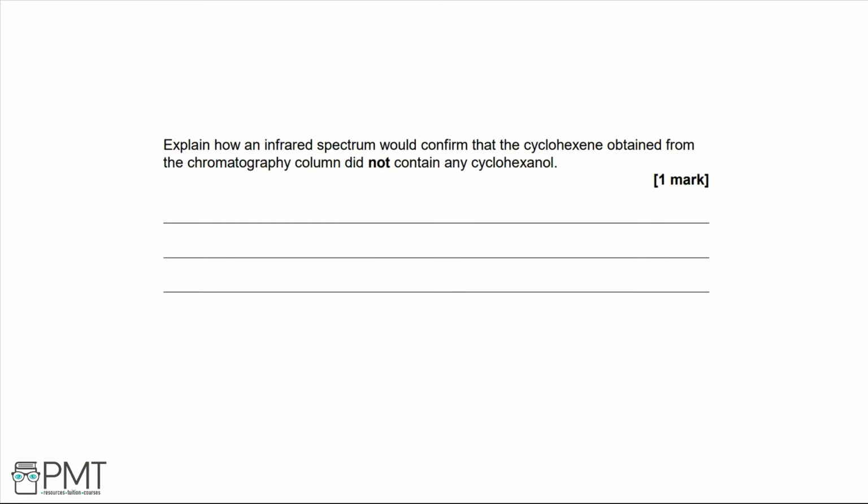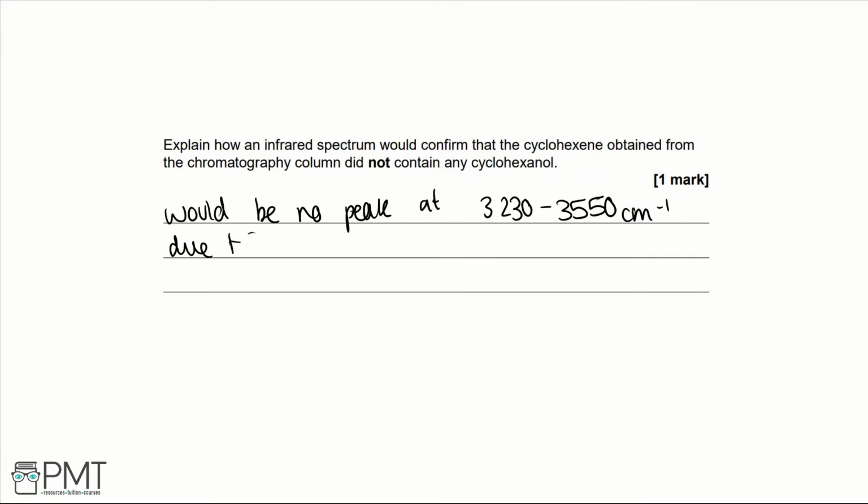Explain how an infrared spectrum would confirm that the cyclohexene obtained from the chromatography column did not contain any cyclohexanol. So to confirm that there's not any cyclohexanol in an infrared spectrum, there won't be a peak between 3,230 to 3,500 centimeters to the -1 because you're losing the OH peak in the IR spectrum.